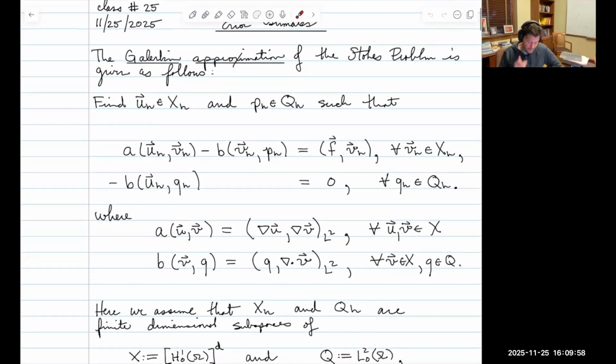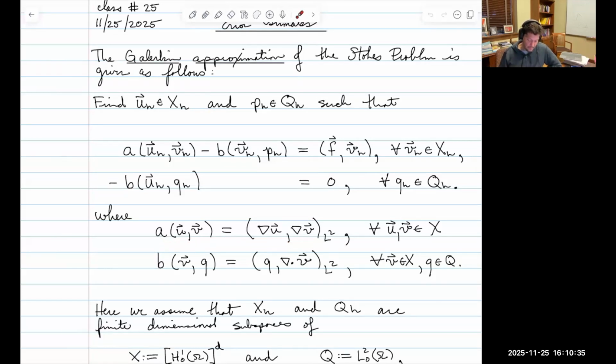We introduced two bilinear forms. The first one is a symmetric bilinear form called the A form, given as indicated here. X and Q, what are these spaces? X is just equal to the H01 space, that is, the set of vector functions each of whose components are from H01. And this Q space is the space of mean zero L2 functions.